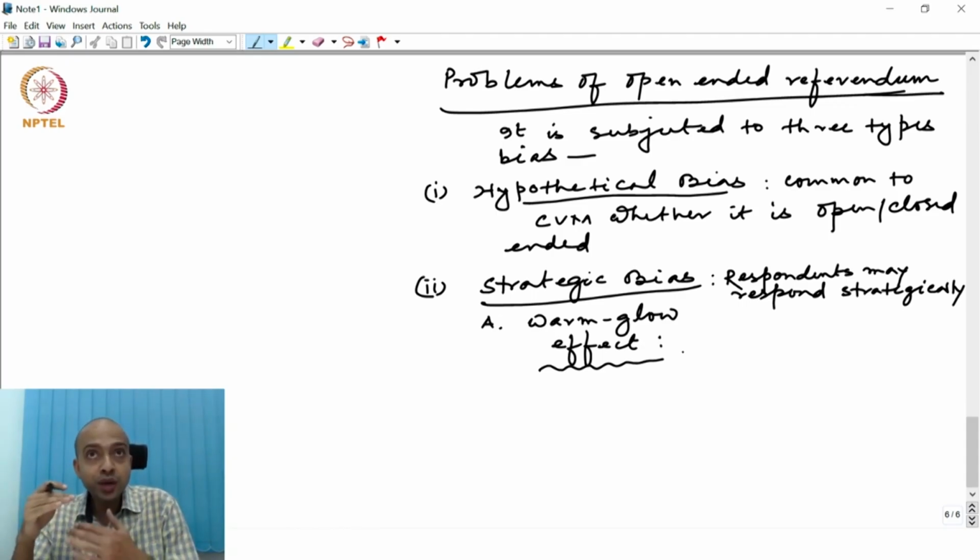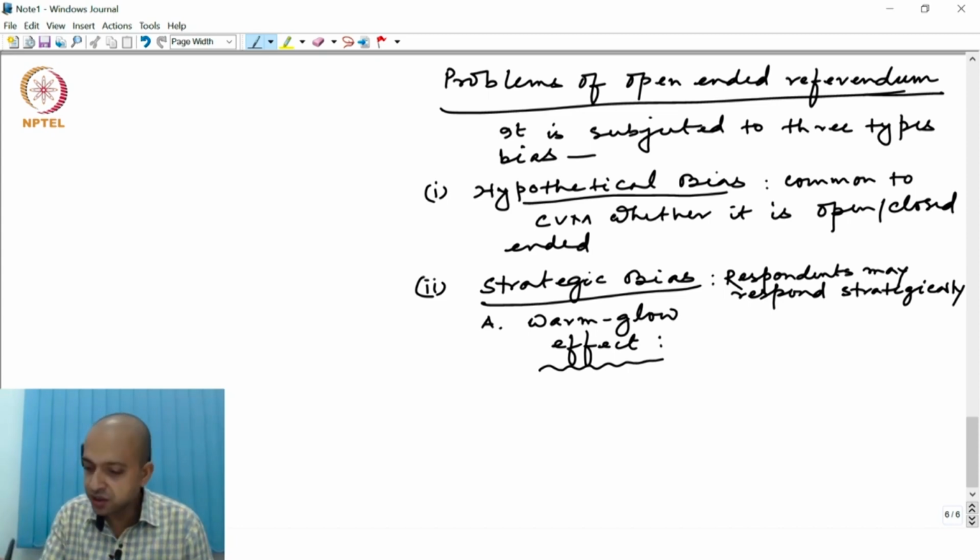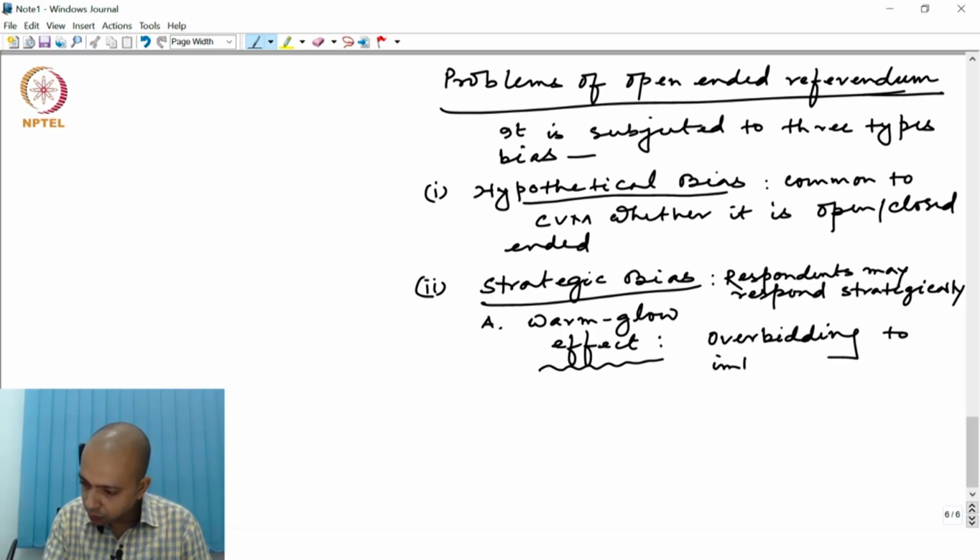Why is it called warm glow? That means by saying yes for any amount you ask, I am just showing how careful I am to the environment. So I like to impress the interviewer with overbidding. So this relates to overbidding to impress the interviewer.